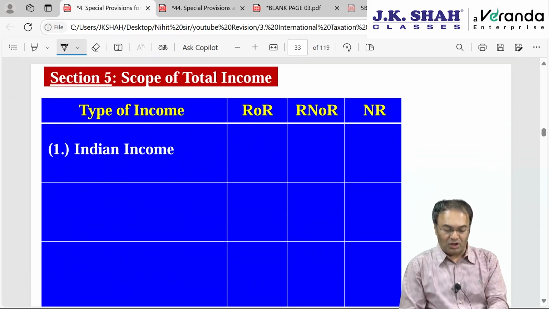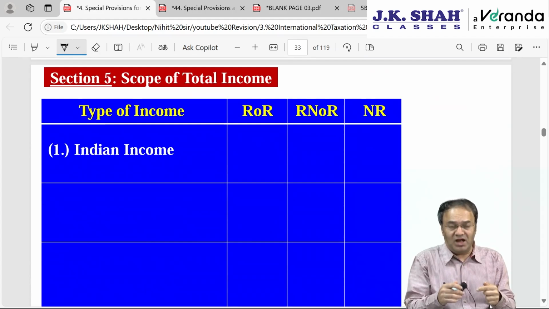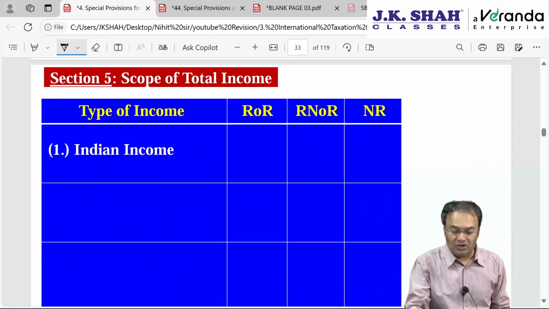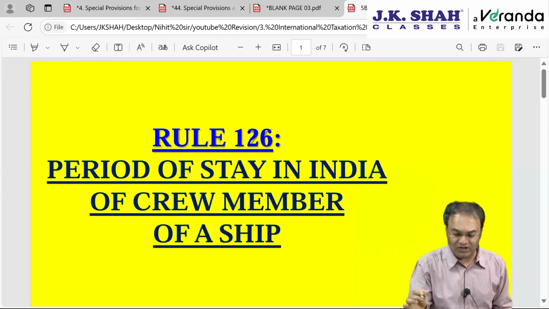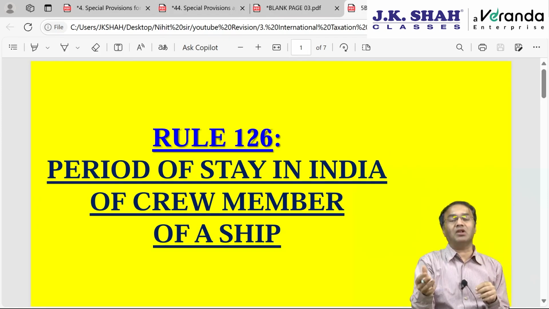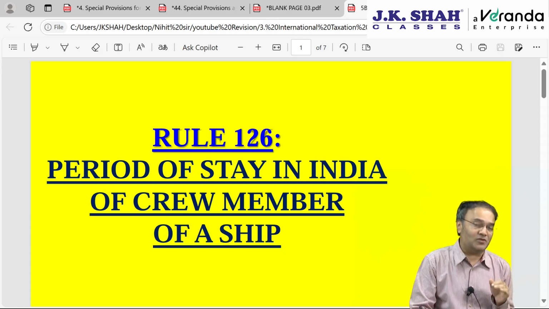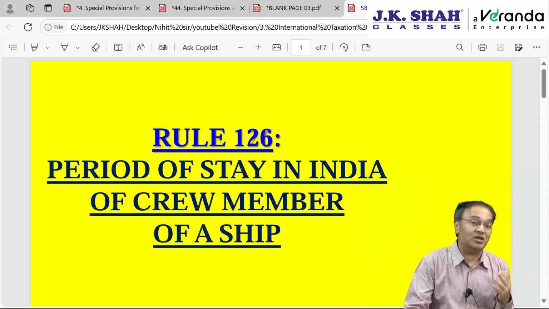Now, before we finish this residential status part, there is a small point with regard to crew members of a ship, which is governed by Rule 126. So I am taking you to Rule 126, which I have covered separately in a separate note. In the classroom also I covered it separately, but it is a part of this chapter only. Rule 126 talks about crew members of the ship. Crew member means staff members.